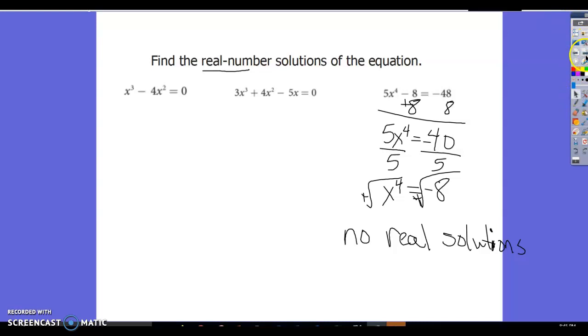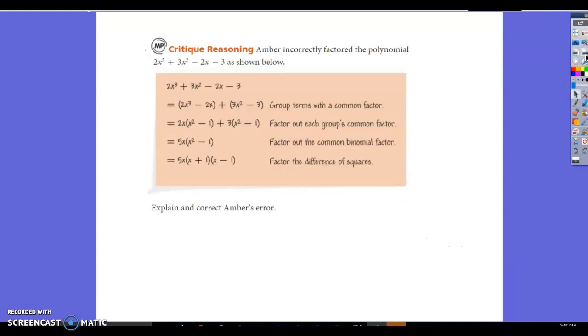Alright, I think there is one more example. Alright, so Amber incorrectly factored the polynomial, as shown below. Explain and correct Amber's error. Alright, so if we look and see what Amber did here. Okay, she's got 4 terms, so I'm assuming she's going to factor by grouping.